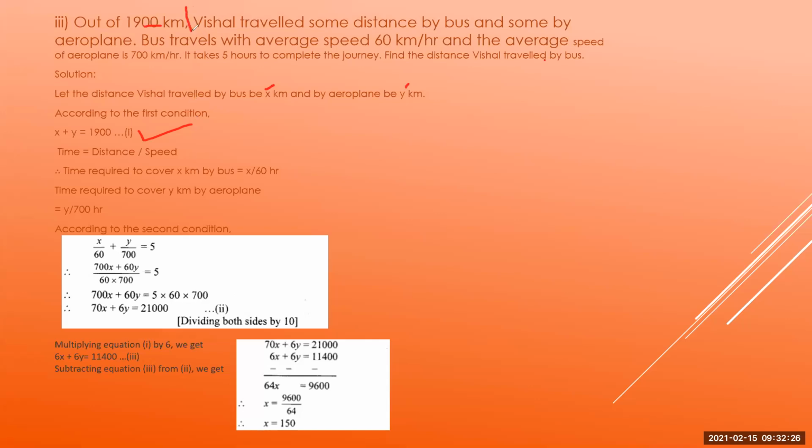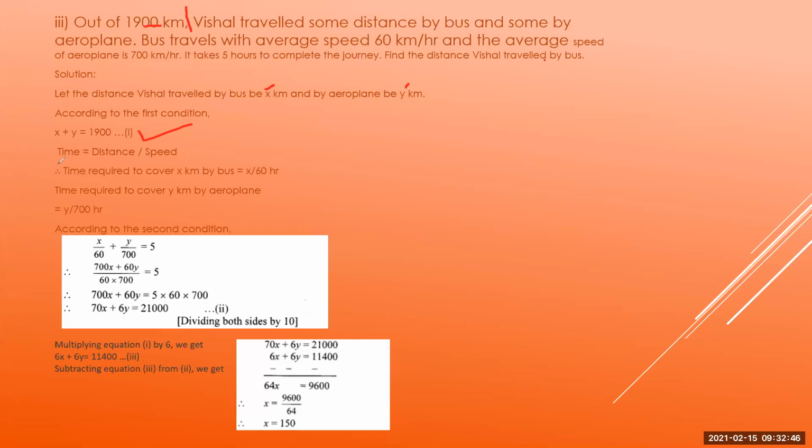Students most of the time get confused about where the first condition ends and the second condition starts. So always remember, up to the first full stop, it will be the first condition. Up to the second full stop, it will be the second condition. Okay? So again, we shall travel some distance by bus.